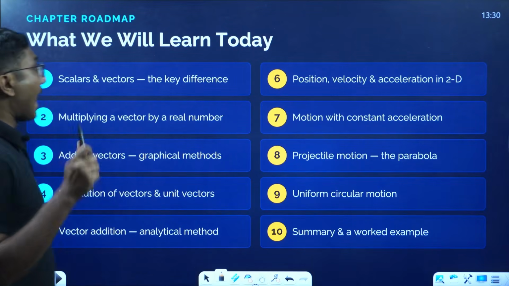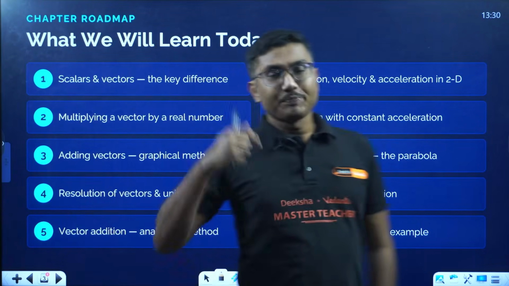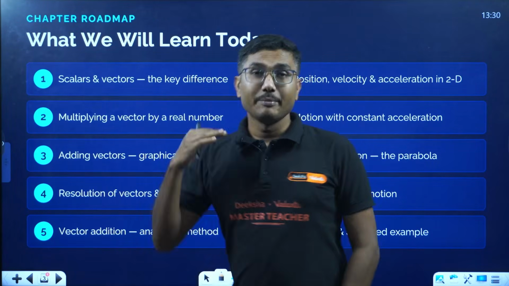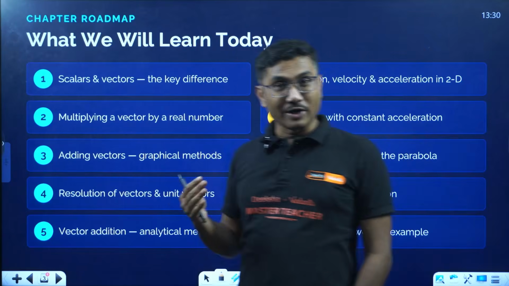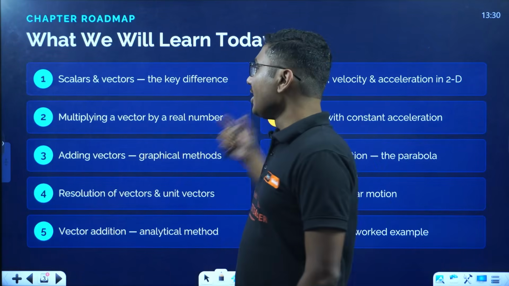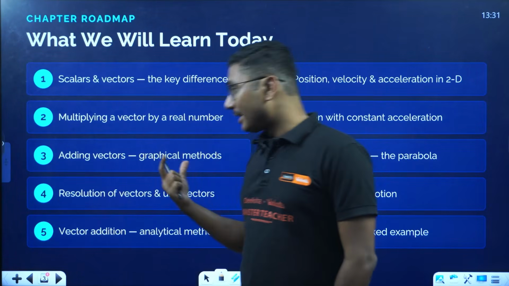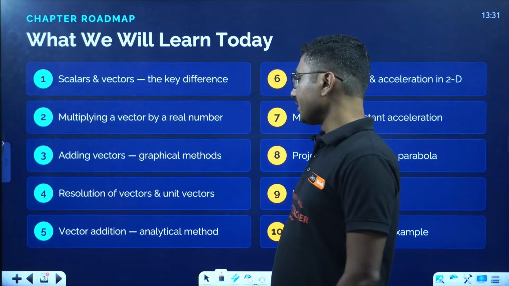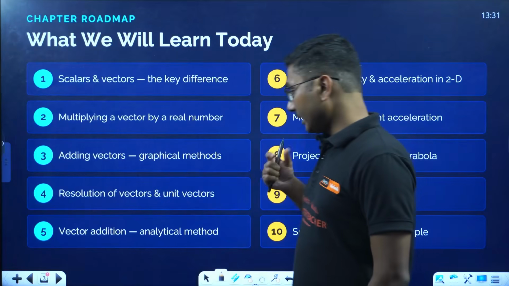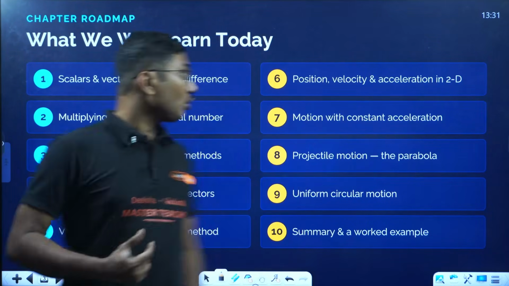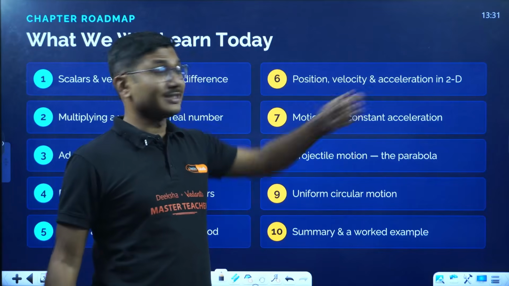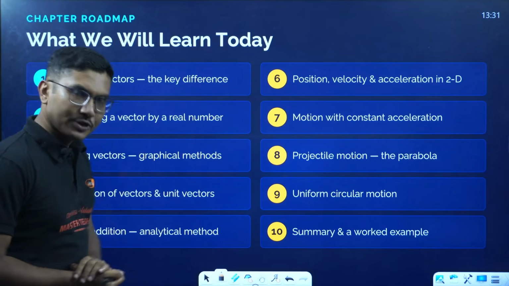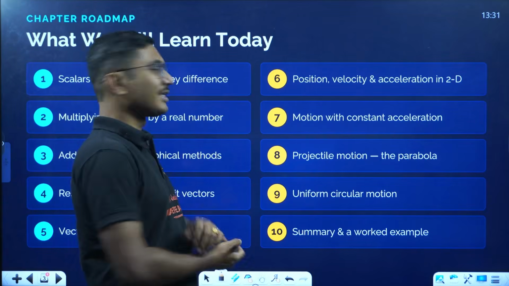Scalars and vectors, their difference. We have a basic idea about scalars and vectors, but in this chapter we will understand how to denote a vector, how to add two vectors, etc. Multiplying a vector by a real number, addition of vectors, graphical method, resolution of vectors and unit vectors, vector addition, analytical method. We will also learn position, velocity and acceleration in 2 dimensions. We have already learned about it in 1 dimension.